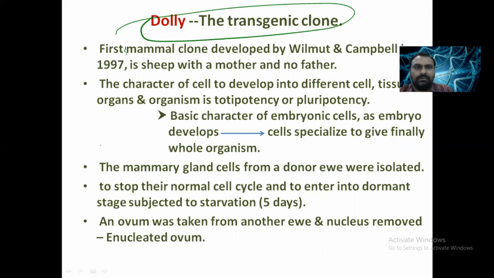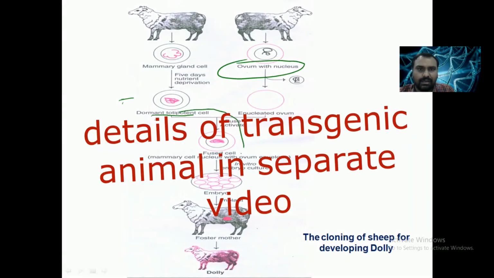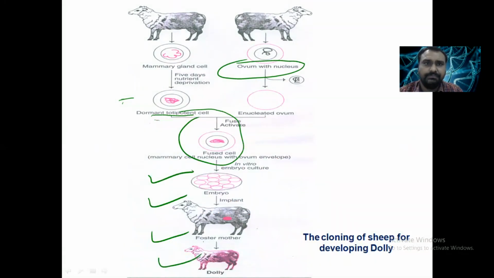Okay, so it was sheep that was first made. And what we do in that, we take the mammary gland cell and ovum with the nucleus. And we join together, and ultimately they are replicating and make the Dolly. That is the first sheep that was made. So this is how we can make the transgenic animals.